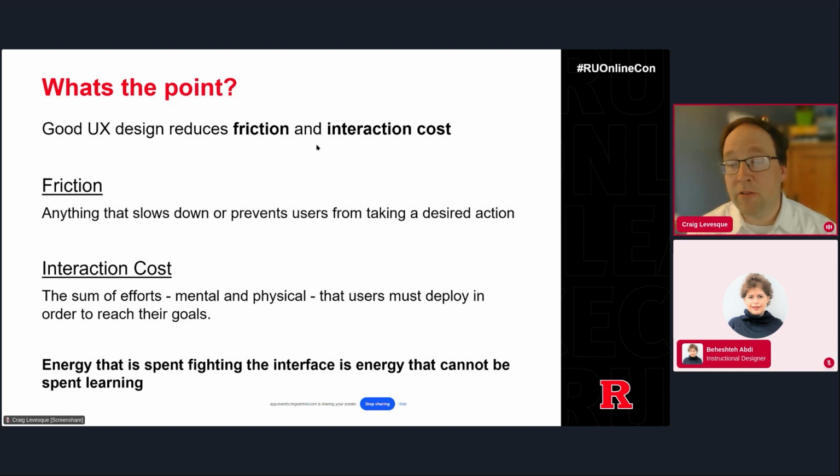Now, friction isn't always bad. There are some kinds of desired friction. So, for example, in Canvas, putting the next button on the bottom of the page slows down your progression, but it forces you to view the whole page before moving on. The same thing would be like with a quick check where you have to answer a question before moving on. That's good friction. That prevents you from moving on too quickly. Bad friction is frustrating and something that gets in the way. There is almost no positive to a high interaction cost, unlike friction.